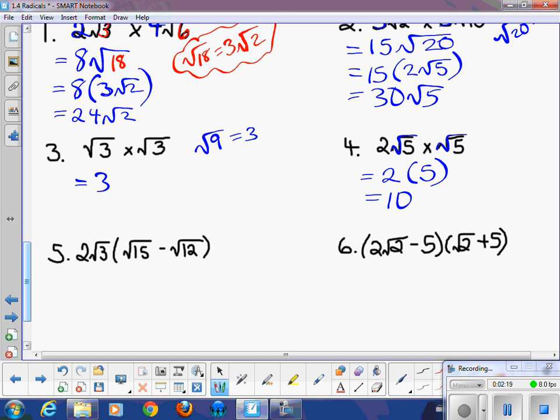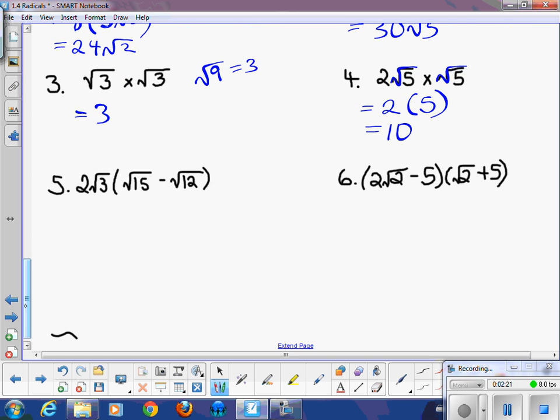Okay, the next question now, starting with the distributive law, actually really what we're doing here. So we have 2 square root 3, and it's being multiplied by a bracket. And inside the bracket, we have 2 radical terms. So again, the same kind of concept. 2 times 1 is 2, square root 3 times 15 is 45. Then we do the 2 times square root 12, so we have 2 square root 36.